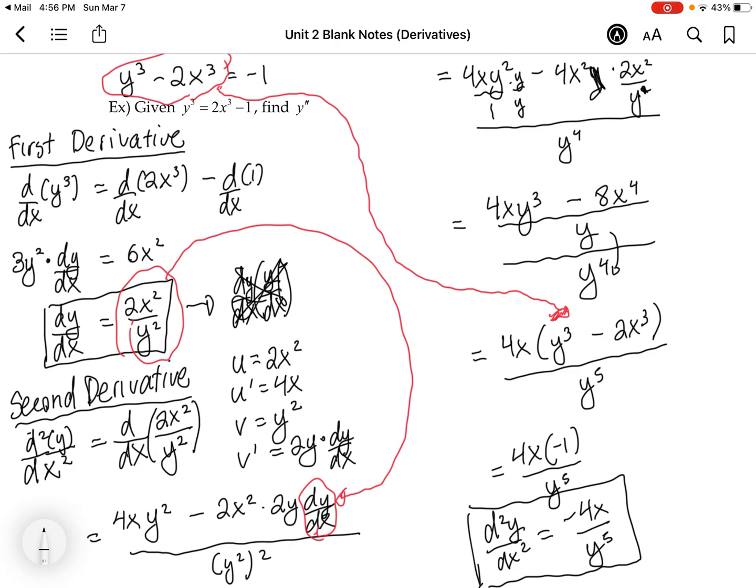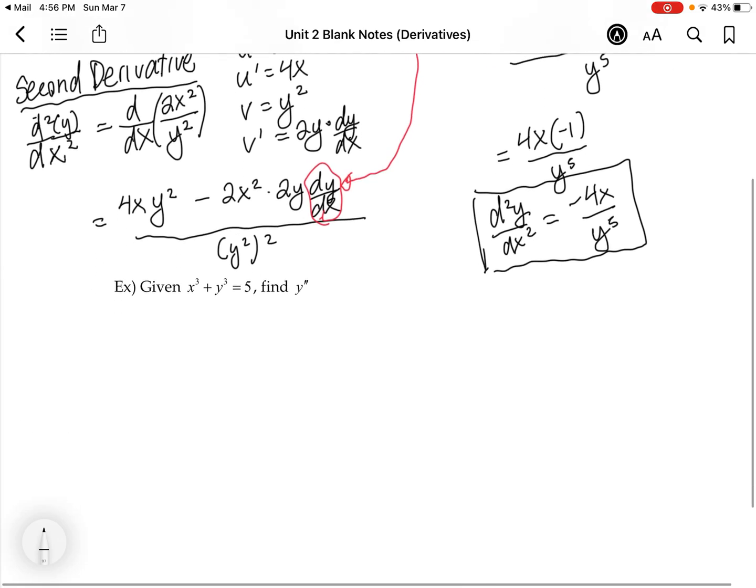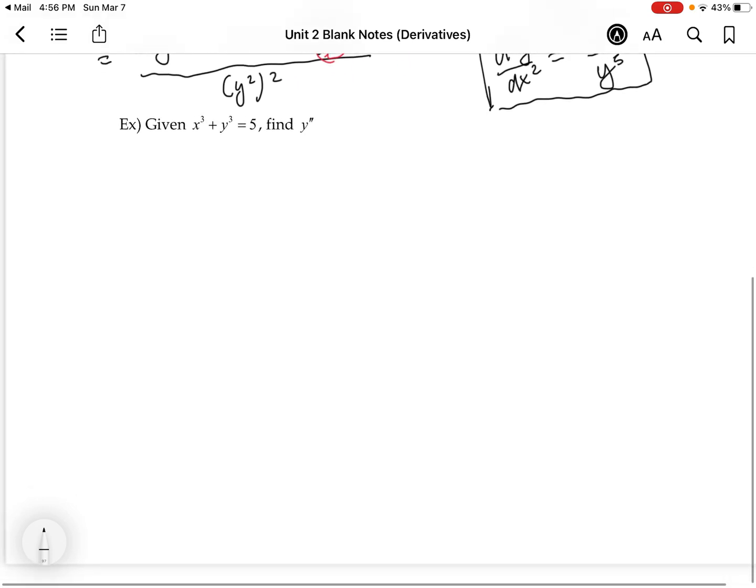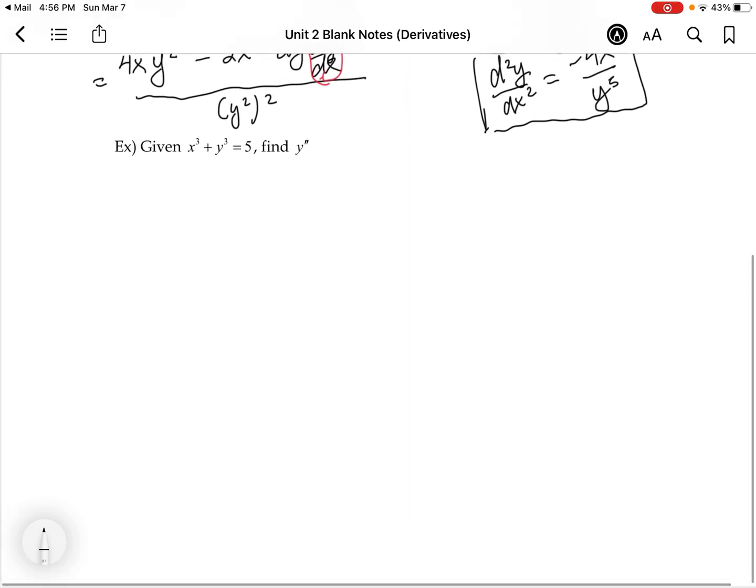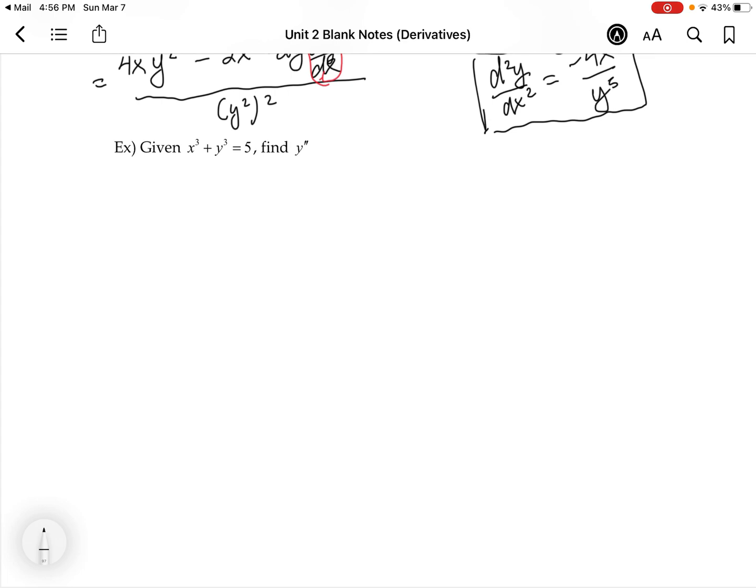Okay, so we're going to try one more and that'll be it for today. This one also is an implicit differentiation example. Here we've got x cubed plus y cubed equals 5. So we're going to start out exactly as we did with the first implicit differentiation, where we're going to find the first derivative. So let's do that.